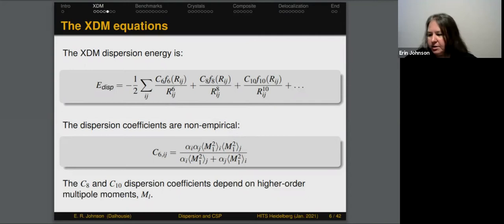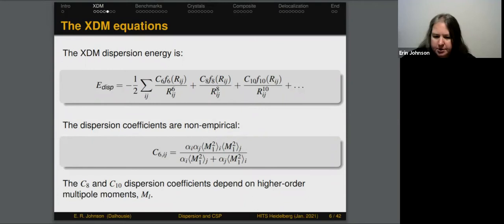And in principle, we can keep going with this expansion to arbitrarily high order. However, in practice, we truncate the series at the C10 term. These higher order terms will have negligible effect on the dispersion energy. The Fs here are damping functions, which I'll discuss in a moment.